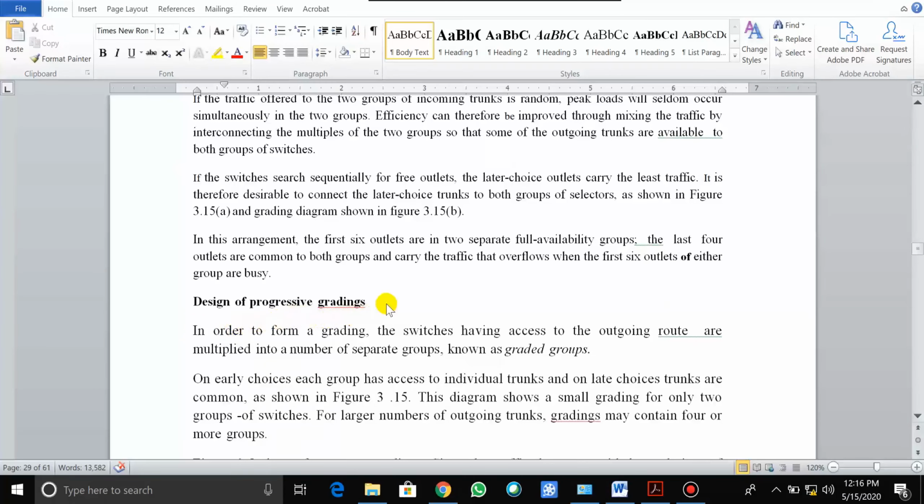Design of progressive grading. This is a very important topic. If you refer to the previous year question papers, you will see that many papers have asked this. So it is very important.